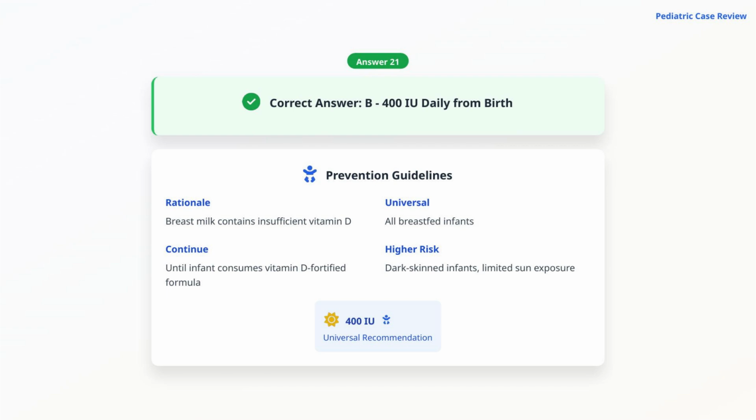Breast milk contains insufficient vitamin D to prevent deficiency. Universal supplementation is recommended for all breastfed infants, continuing until the infant consumes adequate vitamin D fortified formula or foods. Infants with dark skin pigmentation or limited sun exposure have particularly high risk and absolutely require supplementation.